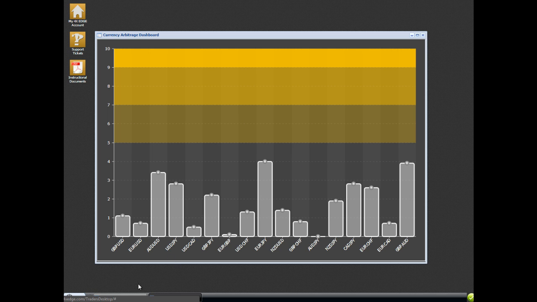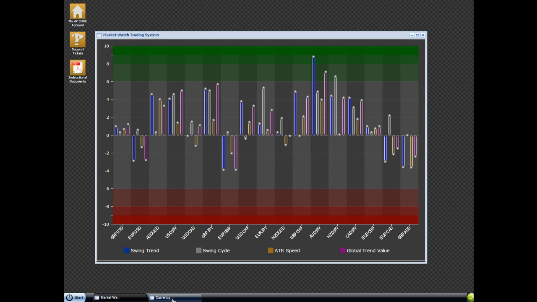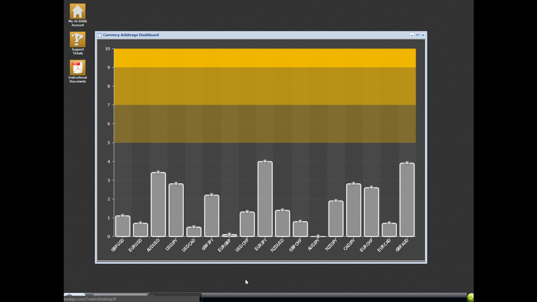Even if you're using one of our trading systems, like the Market Watch, the currency arbitrage dashboard will help you find even more trades, and it will also help you confirm some of your trades, help you get out sooner when you should. A lot of different advantages to using this particular tool.